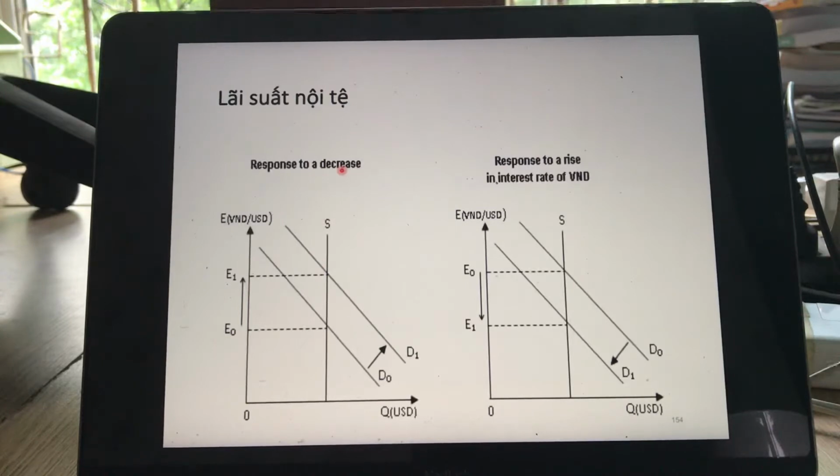And when you make such an analysis, please focus on the supply and the demand of the financial assets, because that is the framework we use to analyze the determinants of the exchange rate in the short run. Okay.